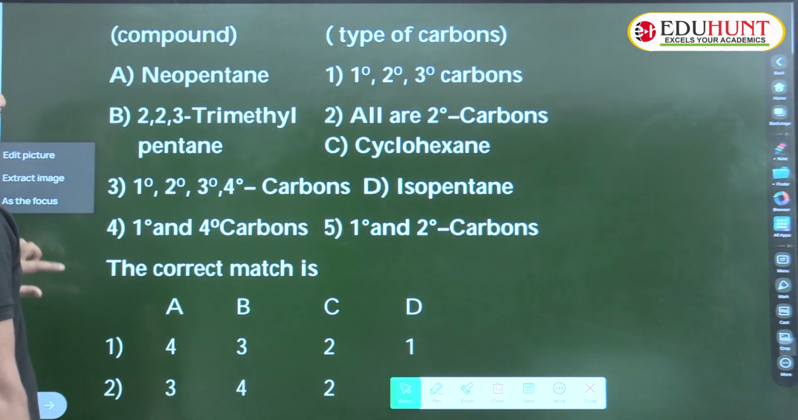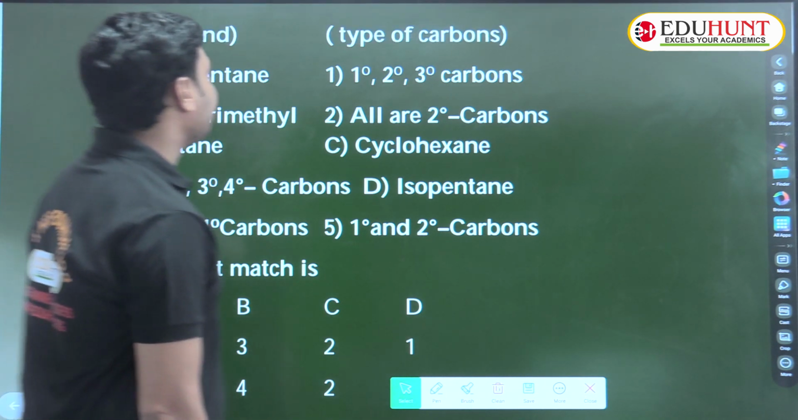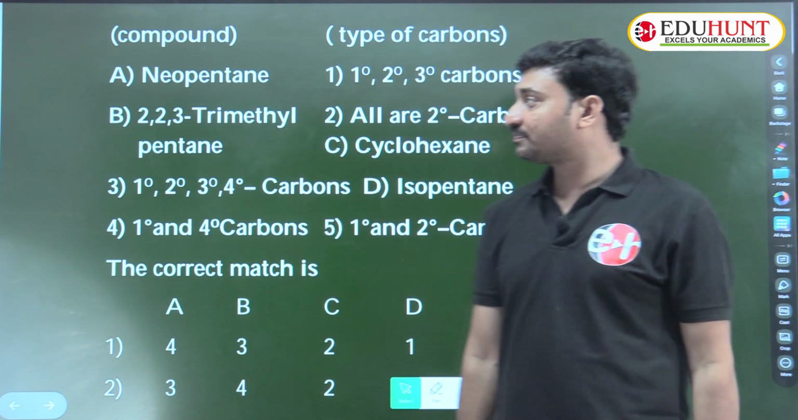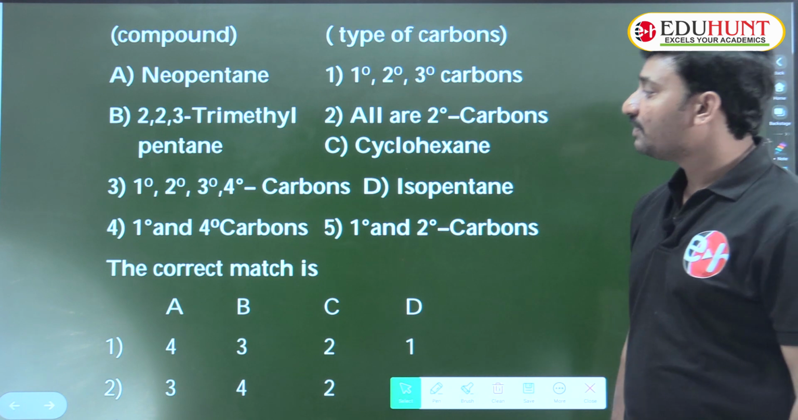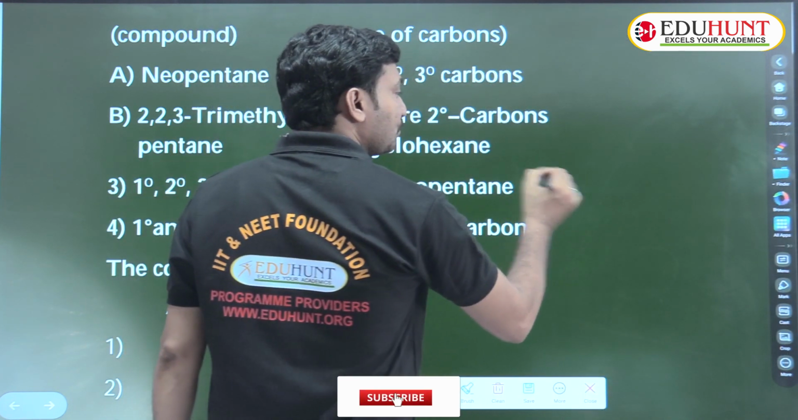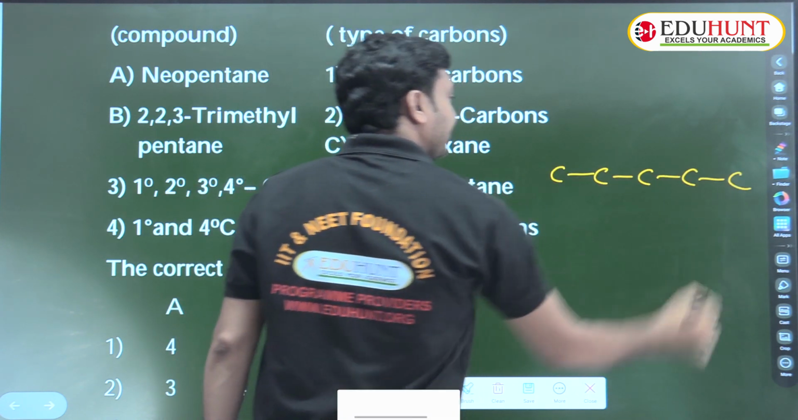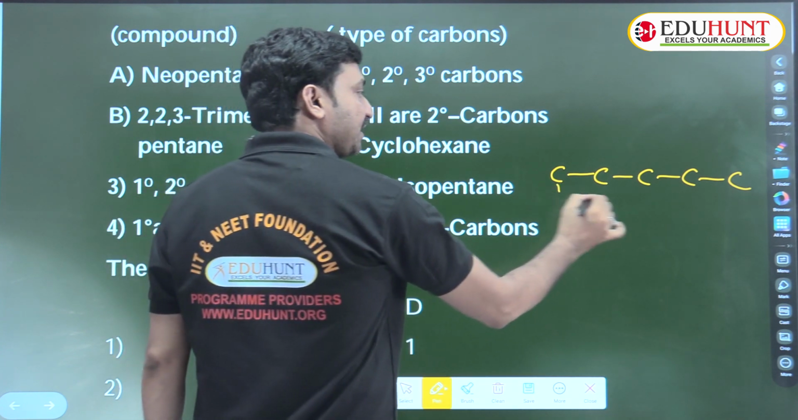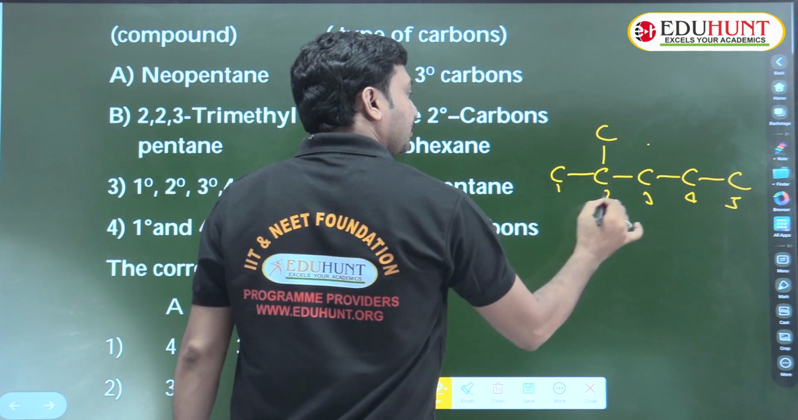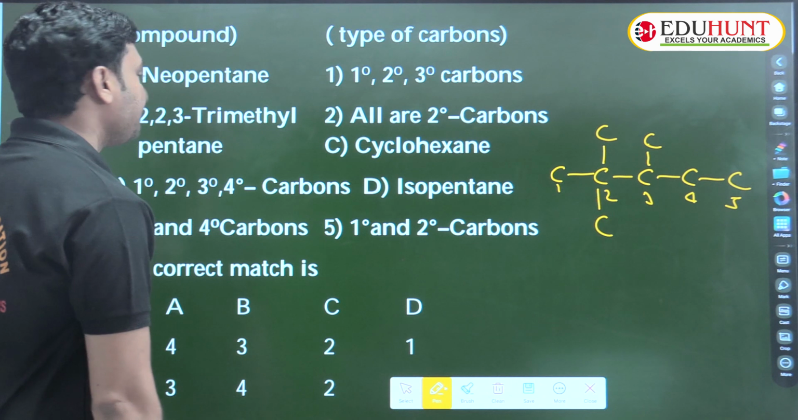Next one, matching type question. Compound and type of carbon atoms. Neopentane, we already discussed the neopentane structure. 2,2,3 trimethyl pentane. Here I am writing the 2,2,3 trimethyl pentane structure. Pent means 5 carbon atoms, right? Give numbering 1, 2, 3, 4, 5. 2, 2, 3 trimethyl. 2,2,3 trimethyl pentane.